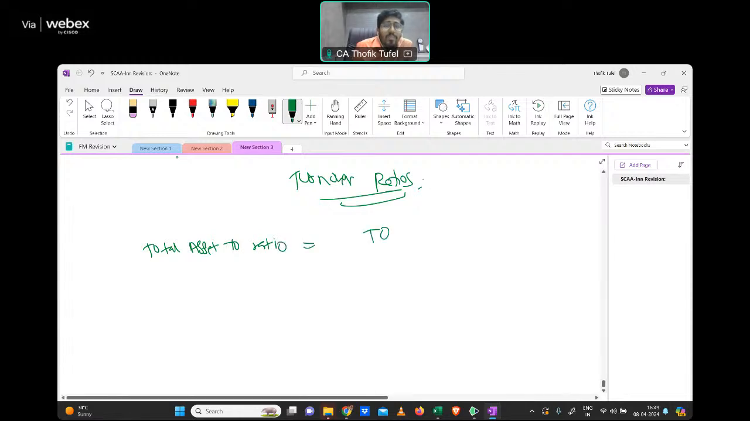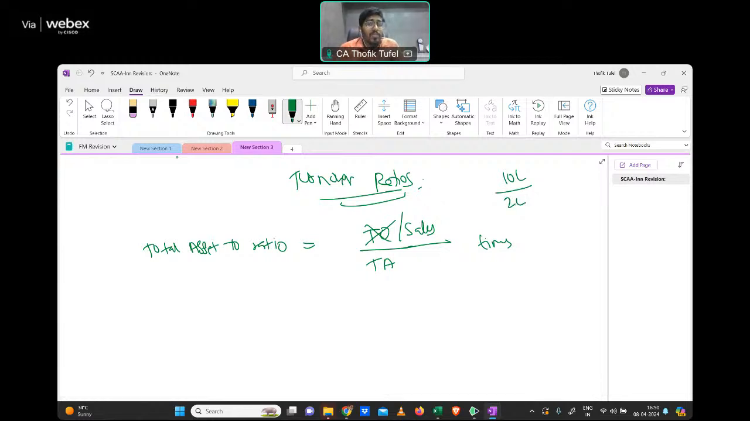In this, turnover always comes on top, divided by total assets. So turnover means sales. What is turnover? Turnover means sales divided by total assets. How to interpret it: for 1 rupee of asset that I am investing, how much amount of sales am I able to generate? That is the reason they will tell me in times. For example, I am generating sales of 10 lakh rupees by investing 2 lakh rupees in assets. Which means for every 1 rupee of asset invested, I am able to generate 5 rupees of sales.